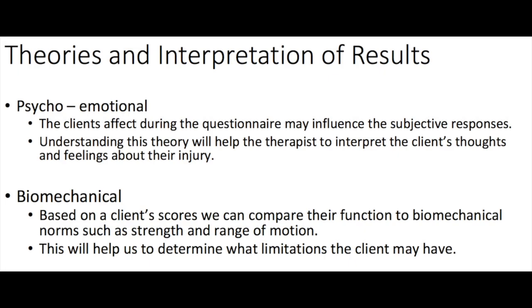Theories and interpretation of results. Psycho-emotional. The client's affect during the questionnaire may influence his subjective responses. Understanding this theory will help the therapist to interpret the client's thoughts and feelings about their injury. Biomechanical. Based on a client's scores, we can compare their function to biomechanical norms, such as strength and range of motion. This will help us to determine what limitations the client may have.